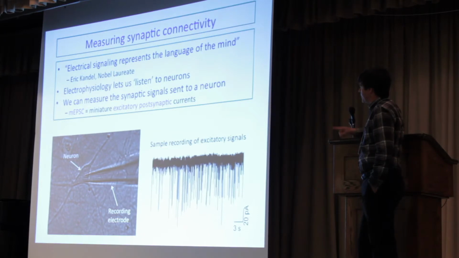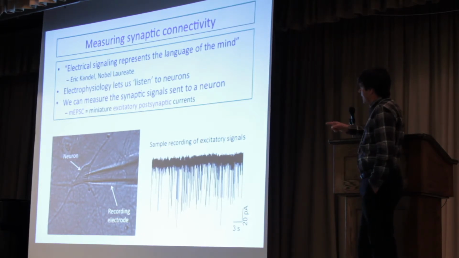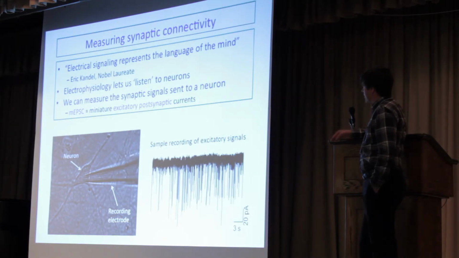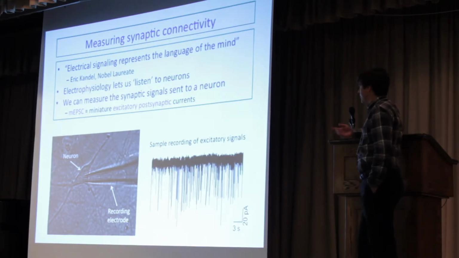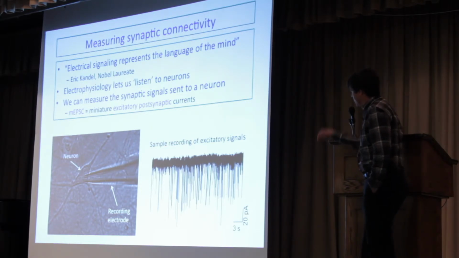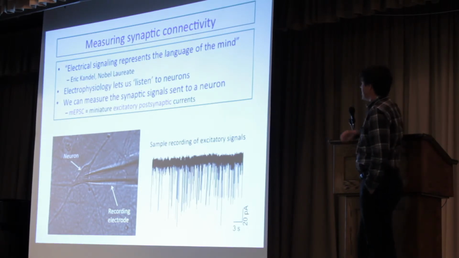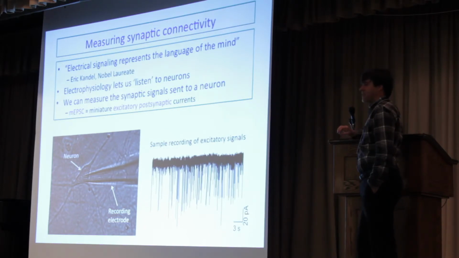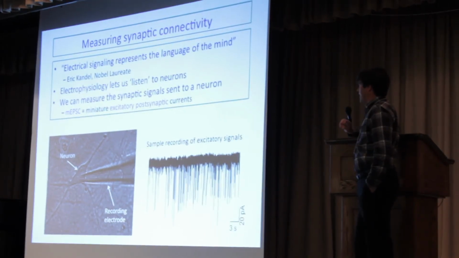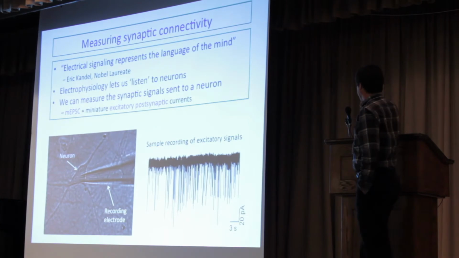So in the bottom left, you can see a recording electrode touching a neuron there, and this is a potential readout of some of the excitatory signals that are being transmitted into this neuron. And one of them, at the bottom line of the text there, describes miniature excitatory postsynaptic currents, where each one of these bars that stick down is one of these EPSCs, which is actually the release of a neurotransmitter.